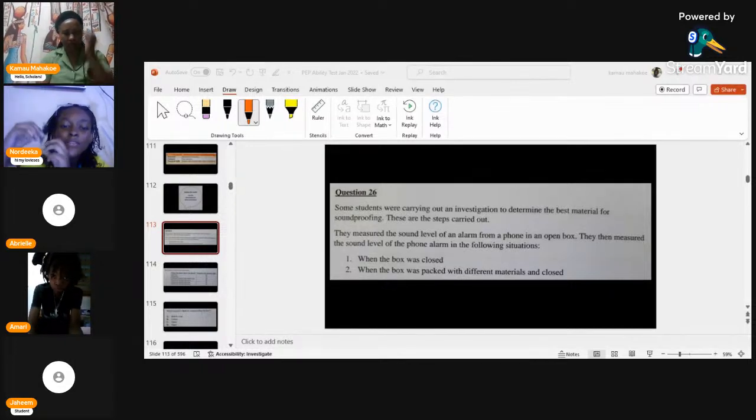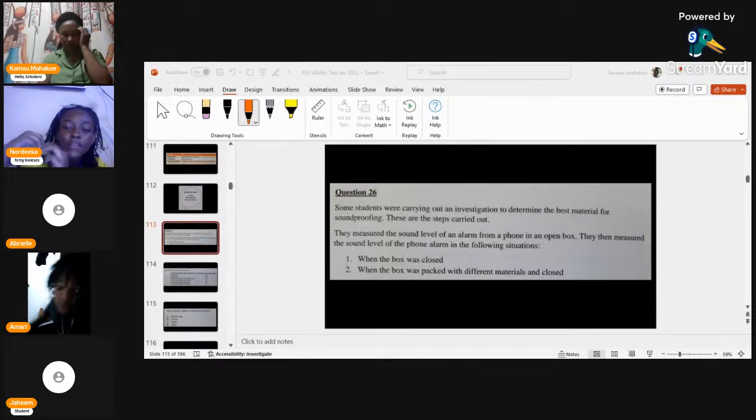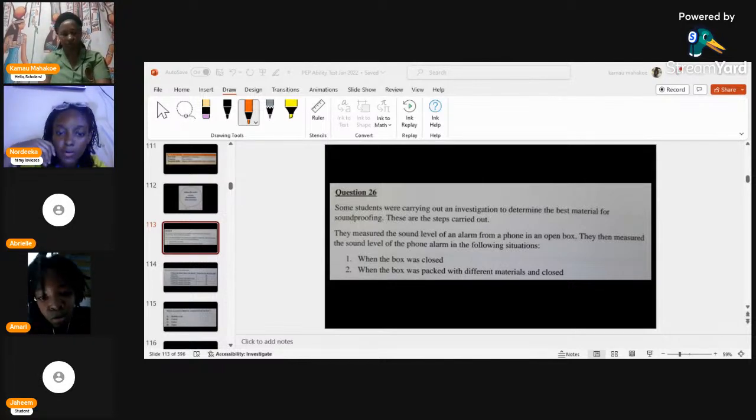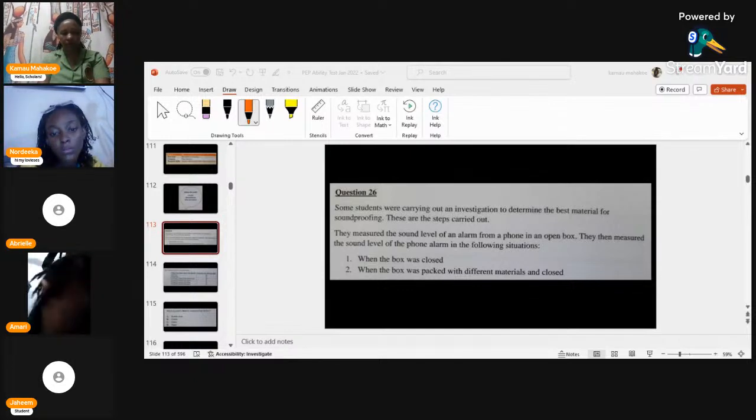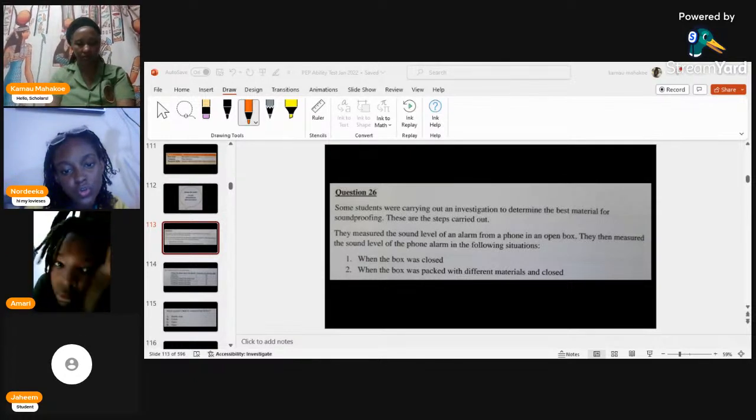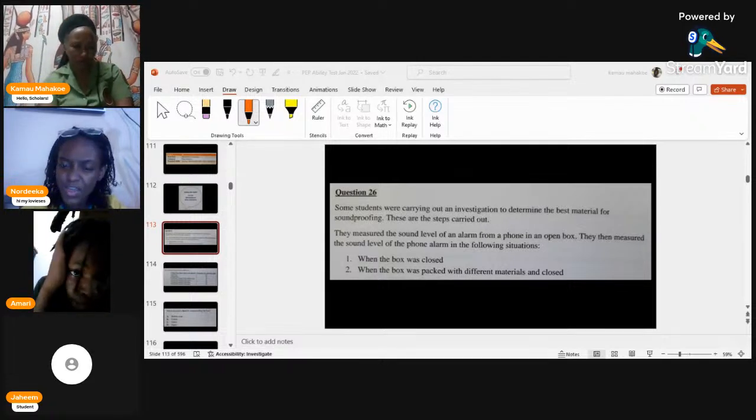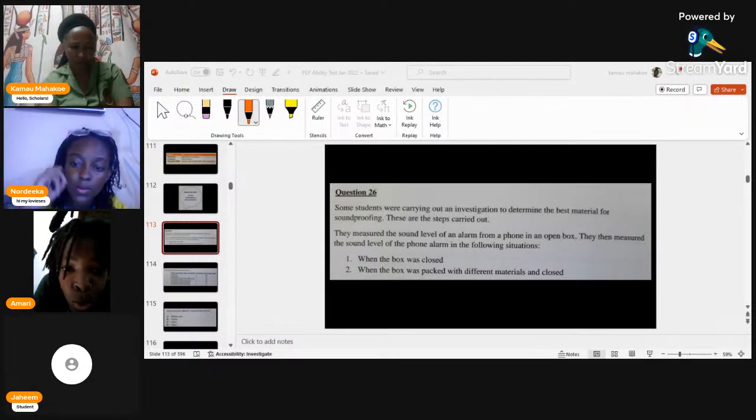Okay, sorry. Some students were carrying out an investigation to determine the best material for soundproofing. These are the steps carried out. They measured the sound level of an alarm from a phone in an open box. They then measured the sound level of the phone alarm in the following situations: 1. When the box was closed. 2. When the box was packed with different materials and closed.